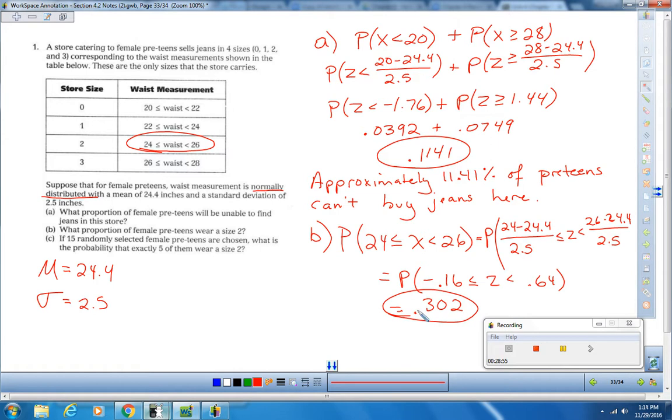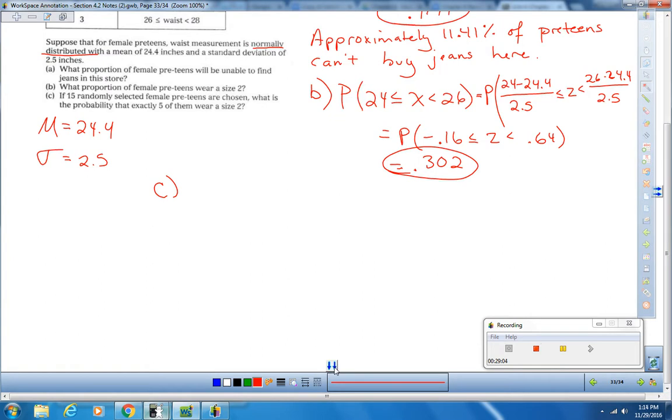Part C is probably the most complicated part. We'll move this down a little bit to get to part C. It says if 15 randomly selected female preteens are chosen, what's the probability that exactly 5 of them wear size 2? Okay, well, fixed number of trials, certain number of successes, and the probability of success should be the same throughout because there are so many preteens that it's okay to assume that it wouldn't change by picking a few. So N is 15, P is 0.302, that's the proportion of preteens that wear this size 2, and X is 5. So it's a binomial.